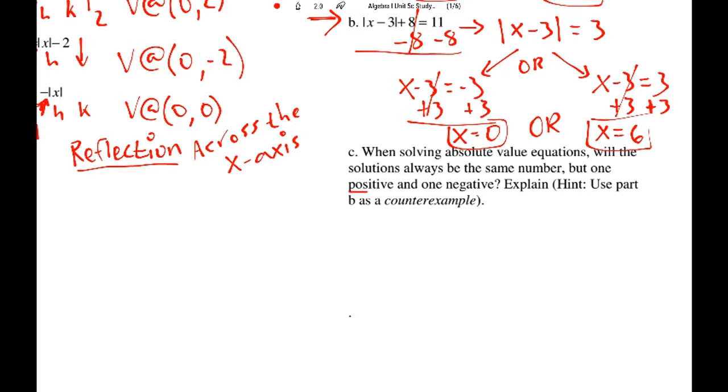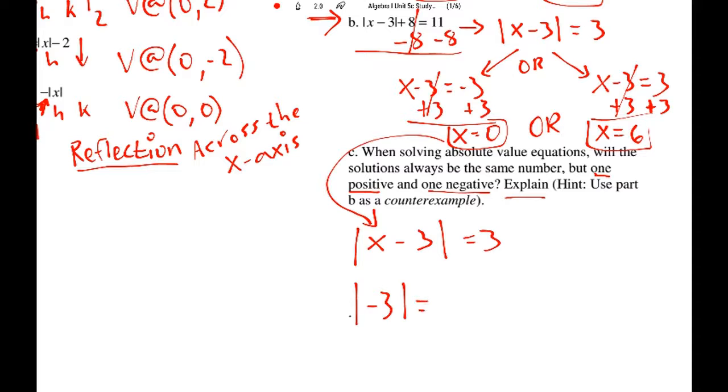Okay, they may ask, one of them's positive and one's negative, why? Explain. And the reason is simple. If you take your original equation that we start from, and we go ahead and substitute, in your situation, if you were to substitute in a 0 for x, you would get the absolute value of -3, which equals 3.